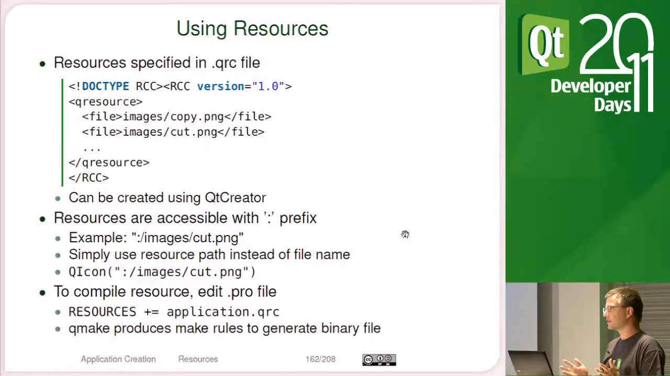So the resources are all located in the QRC file, and you specify a resource name to access the resources, and with the colon you specify that this is not a regular file, it's a resource file. So everything which begins with a colon is a resource file.